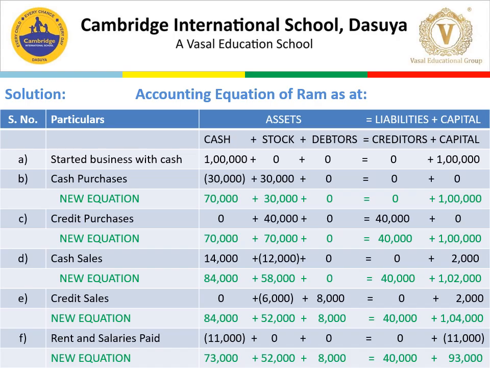Then next is rent and salaries paid. Rent and salaries both are expenses. Total 5,000 plus 6,000 comes to 11,000. The 11,000 rupees goes out of the business. It will lead to a reduction in cash. So cash will be reduced by rupees 11,000 and expenses are always deducted from capital. So there is a reduction in the capital of rupees 11,000. So the equation would be cash 73,000, stock as it is 52,000, debtors as it is 8,000, liabilities as it is 40,000, but the capital will be 93,000.